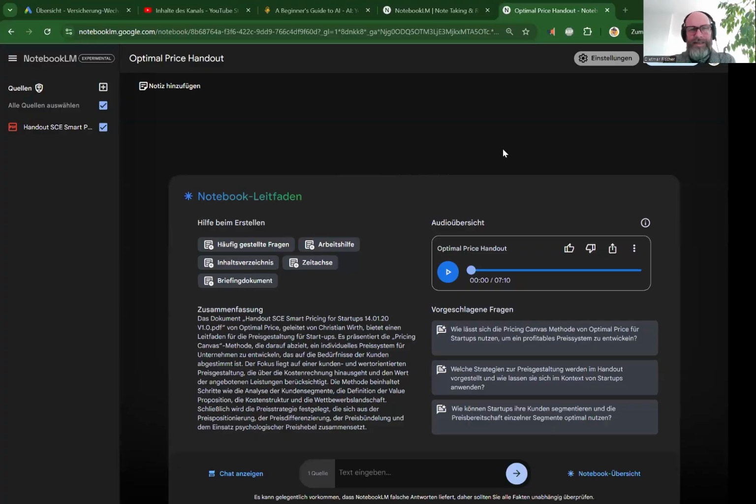What I have here is a handout. It's PDF slides about optimal pricing strategy by a guy called Christian Wirth. He's really good at this stuff. And I just gave the slides to Google Notebook. So it's just the slides. No background information, not even full text. Graphics and text on the graphics.